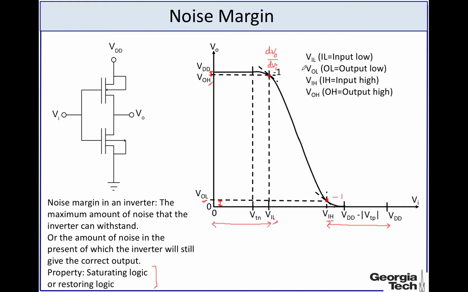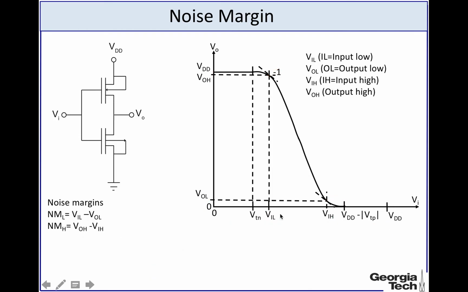Alright, so what do IL, OL, IH, OH mean? IL means input low, which is this one. IH means input high, which is this voltage. OL means output low, which is the output voltage corresponding to an input high, and OH is the output high, which corresponds to an input of IL, which is input low. Alright. So basically noise margin is defined.